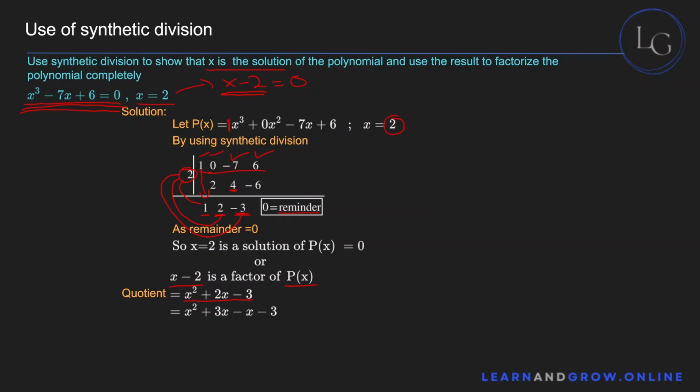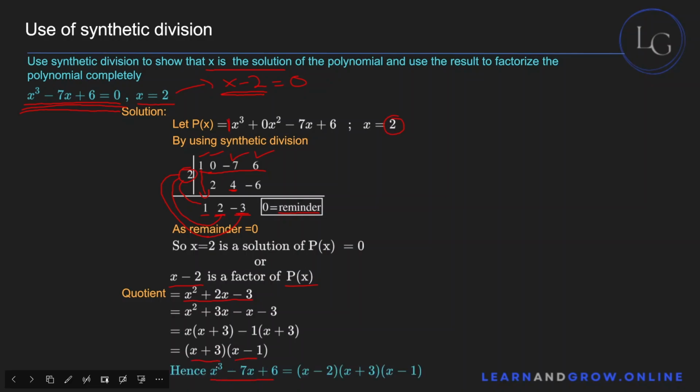And upon further factorization, you can clearly see it gives you two more factors. So what this means is this cubic expression, x cubed minus 7x plus 6 given in the question, can be factorized down into these three linear expressions. And that's it. This is how you do synthetic division.